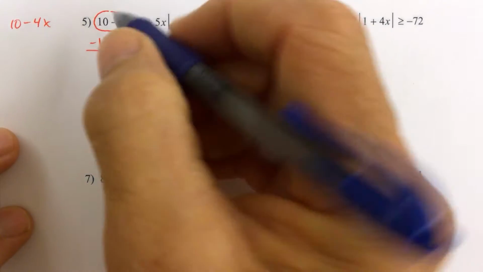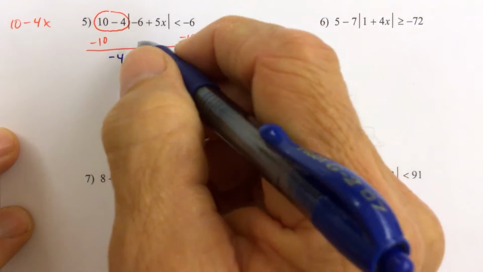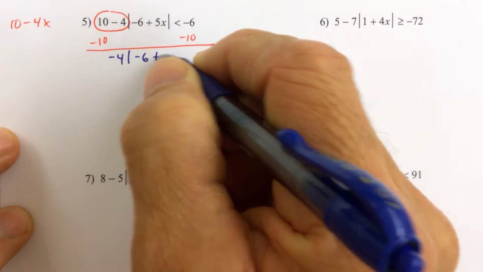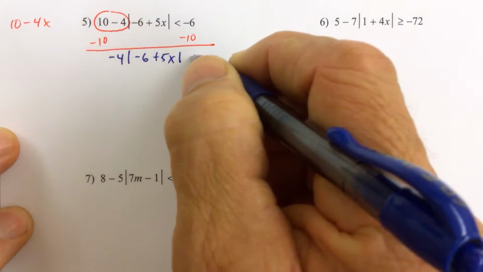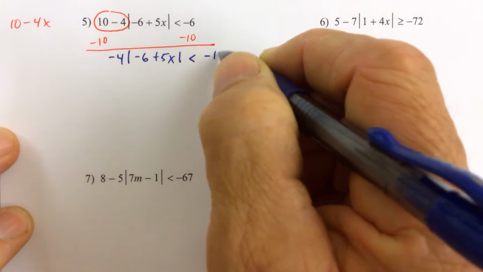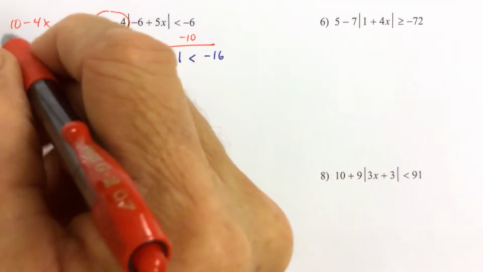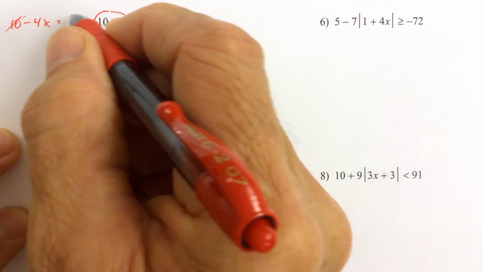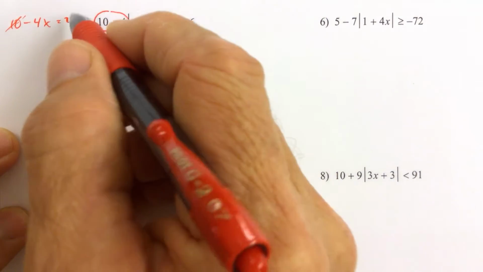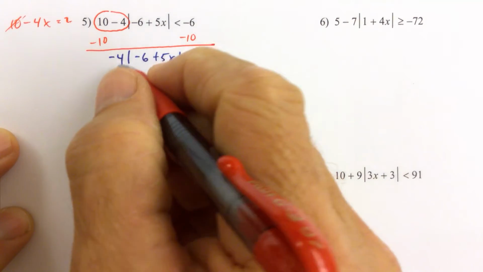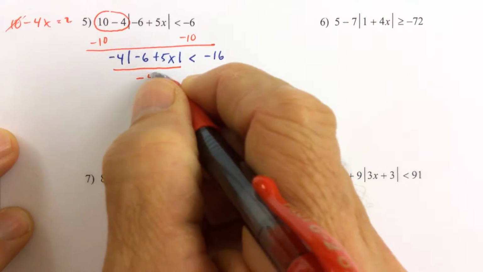So subtracting 10 from both sides, that leaves us with the negative 4 times the absolute value of the stuff, less than negative 6 minus 10, which is negative 16. So you've got to be really careful here. There are a lot of places to make mistakes. And just like if we had gotten rid of that 10 and had equals 2 or something like that, we would divide both sides by negative 4 here. Similarly, we divide both sides by negative 4.